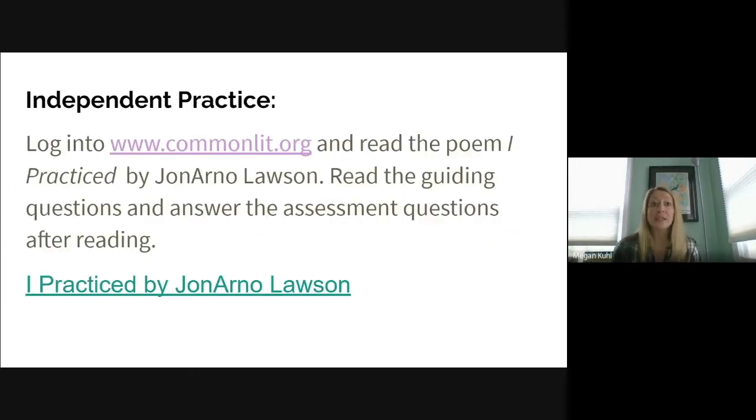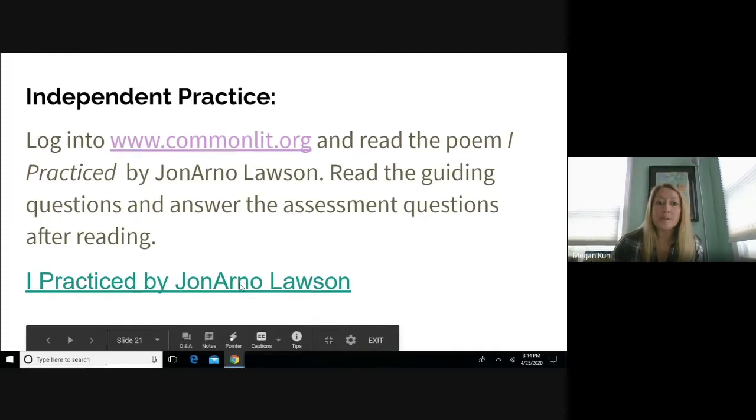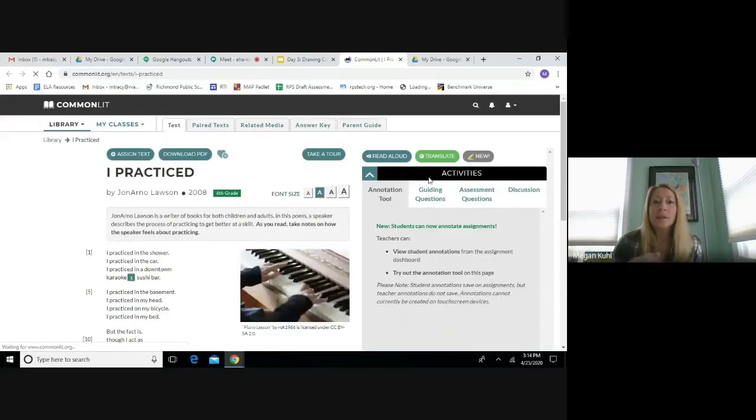You also have some independent practice on commonlit.org. So you know you can either log in to commonlit.org and search for the poem. Today's poem is called I Practice by John Arno Lawson. And you can complete the guiding questions and assessment questions online, or you can print the PDF copy on the learning path to complete the questions. This is what the poem looks like today. I practiced.